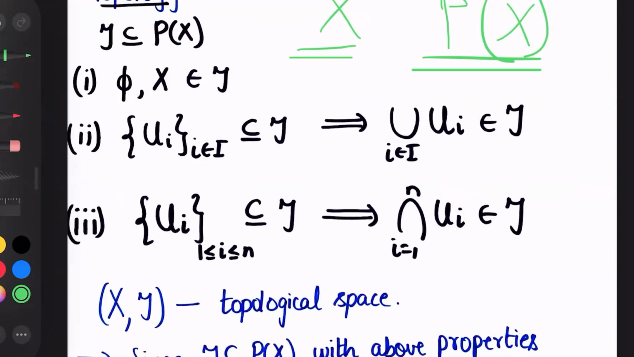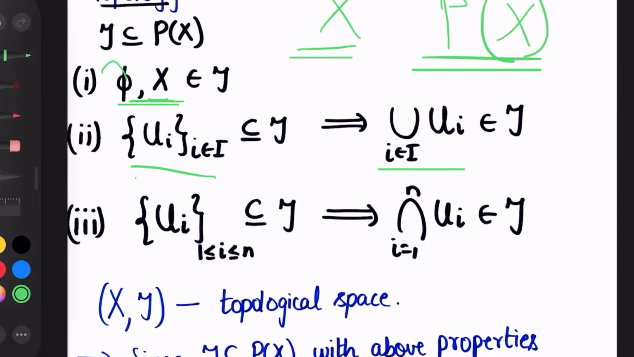Now, those properties are that the empty set and X, so the empty set is a subset of the whole set, so it belongs to the power set, and X is a subset of the whole set, so that also belongs to the power set. So these two sets are always there in tau. And so tau is basically a collection of sets. And if you consider any members of tau, that is any sets which are there in tau, then their union as a set should also belong to that tau.